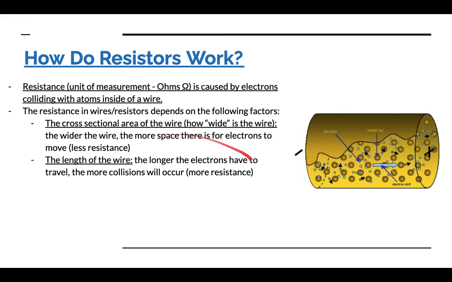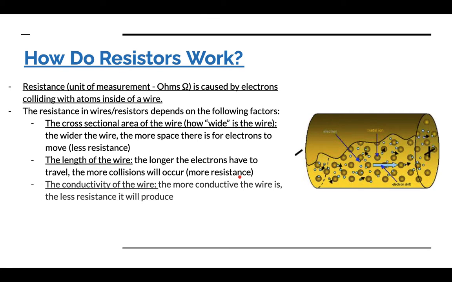Same thing happens here, is that the longer your electric current travels through a wire, the longer your wire is, the more probable that collisions are going to occur, and hence there's going to be more resistance. So there's a direct relationship between length of the wire and resistance. Conductivity of the wire we've already talked about. So the more conductive the wire is, the more easily charge will flow across it, and hence there's going to be less resistance. So the more conductive the wire is, the less resistance it will produce, and vice versa. So there's an inverse relationship between conductivity and resistance.